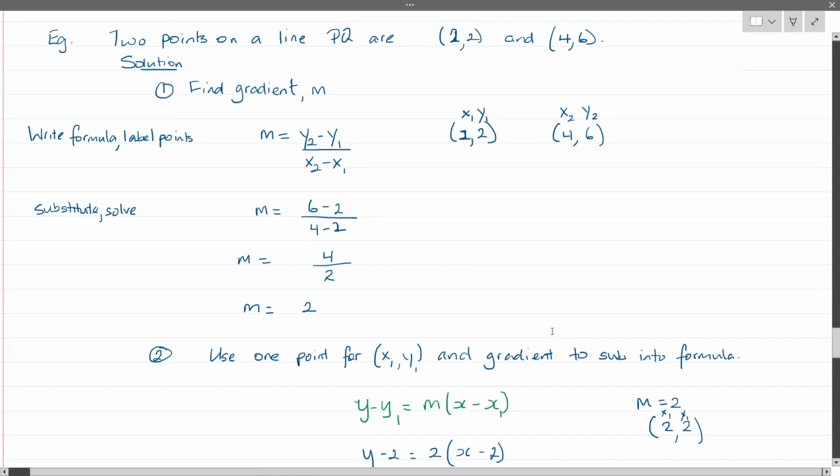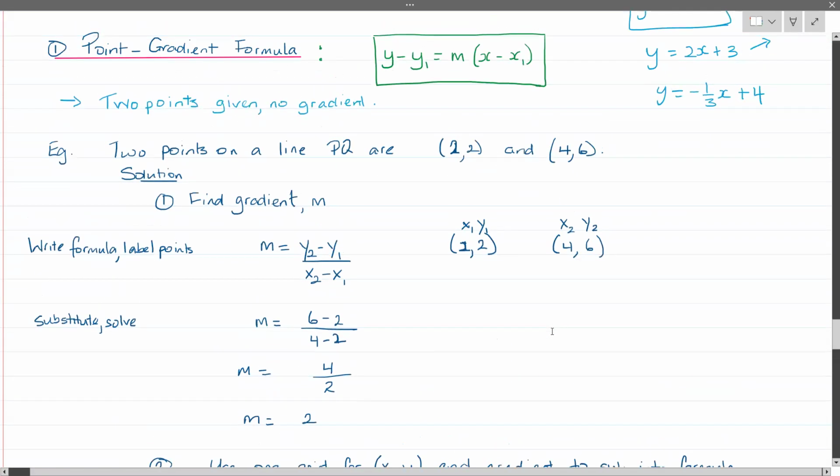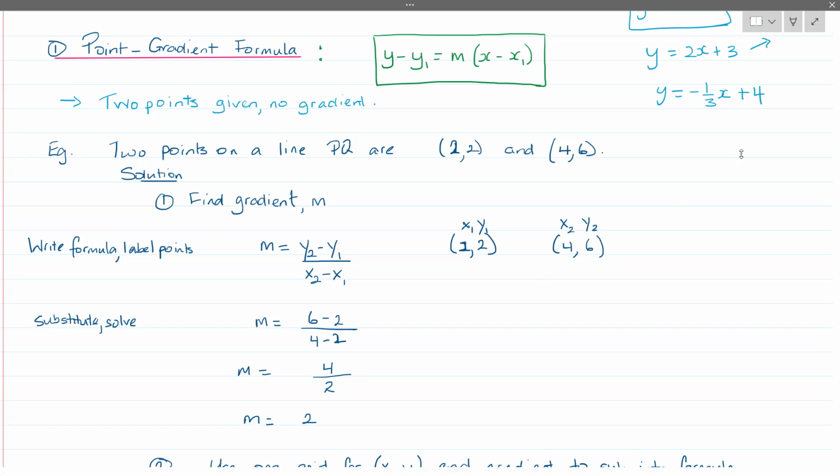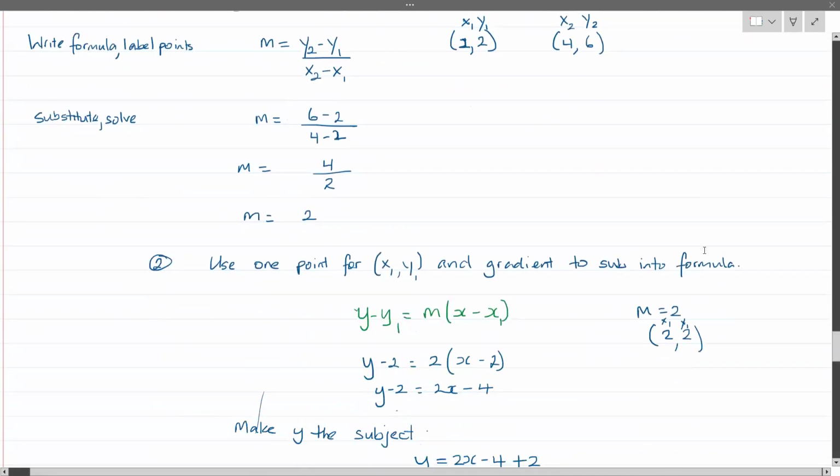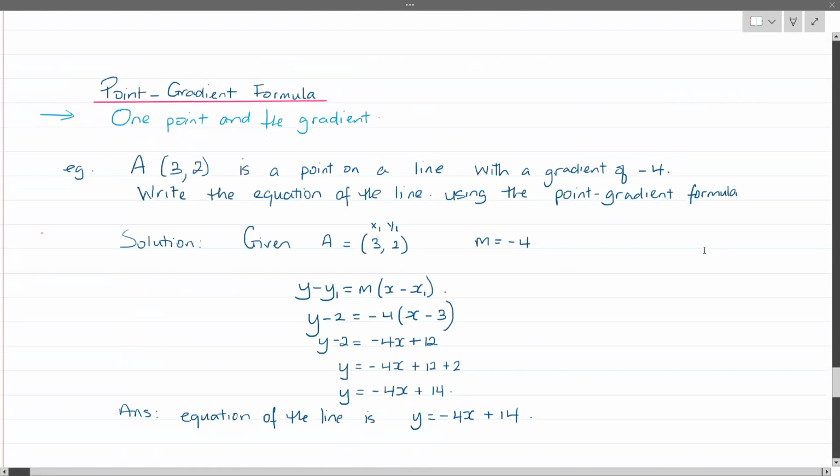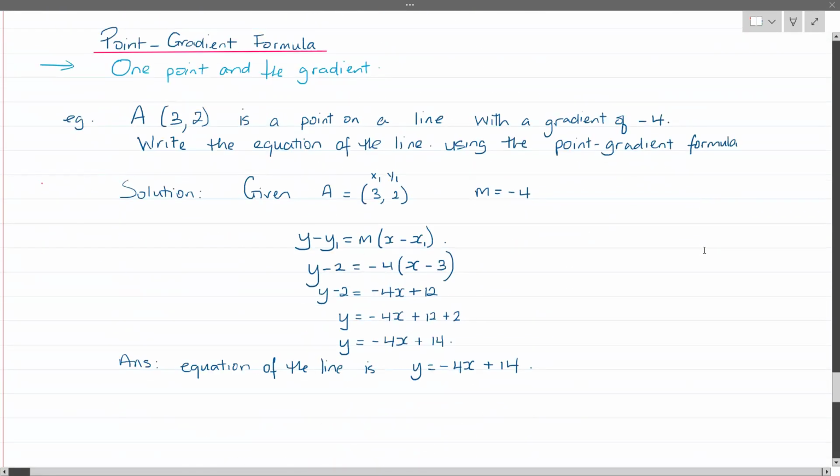Right? Everybody okay with the point gradient formula? Give me a thumbs up if you are. Yes? Okay.